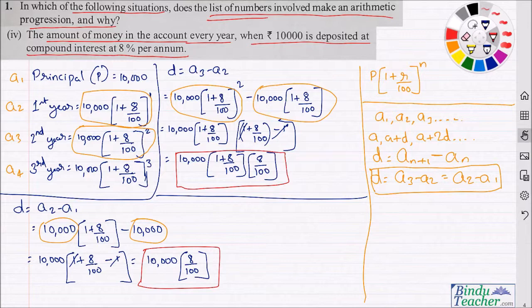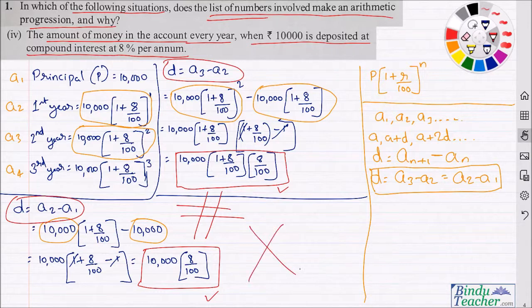So here we can clearly see that the difference we found by A3 minus A2, which is this, and the difference we calculated by A2 minus A1, which is this, are not equal. Right? So with this, we can say that the list of numbers presented in this situation is not an arithmetic progression.